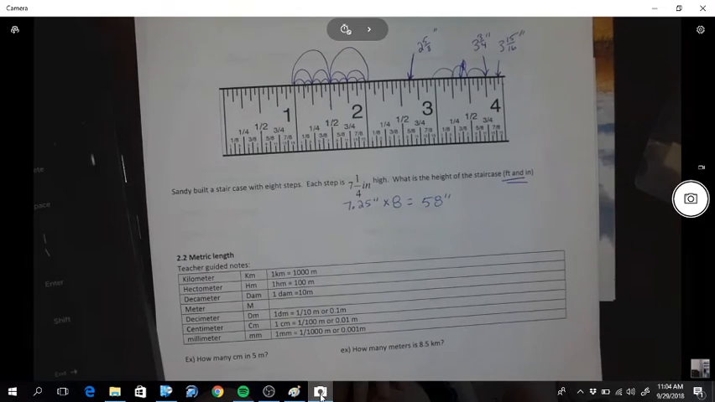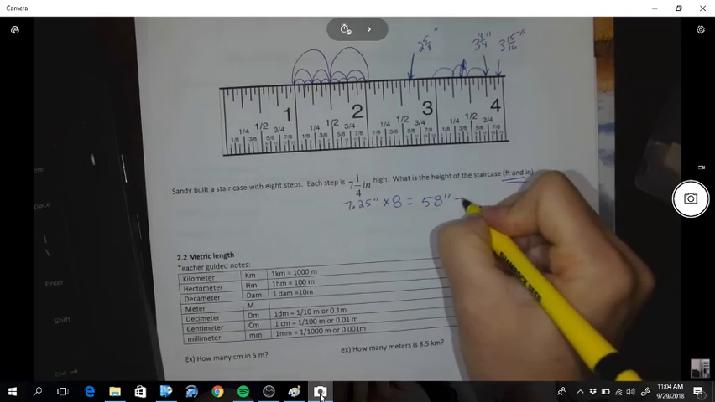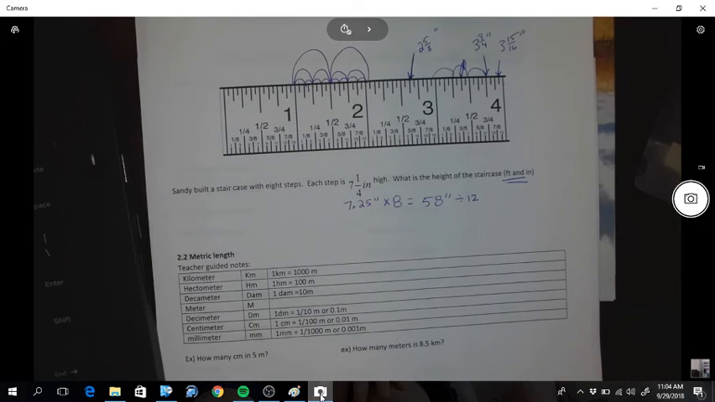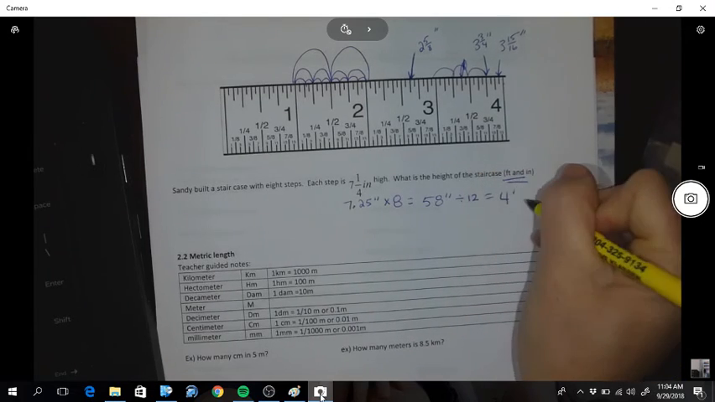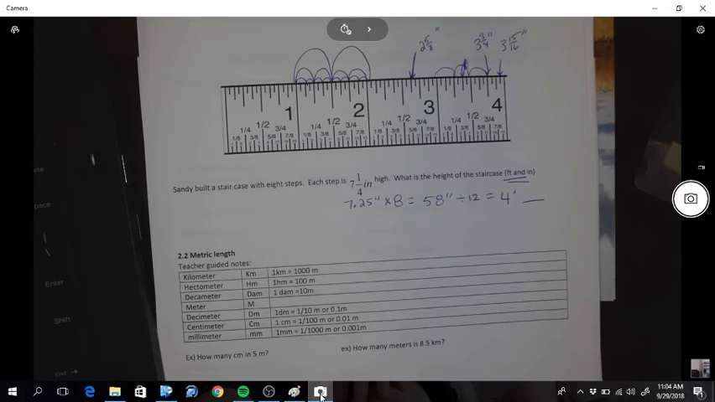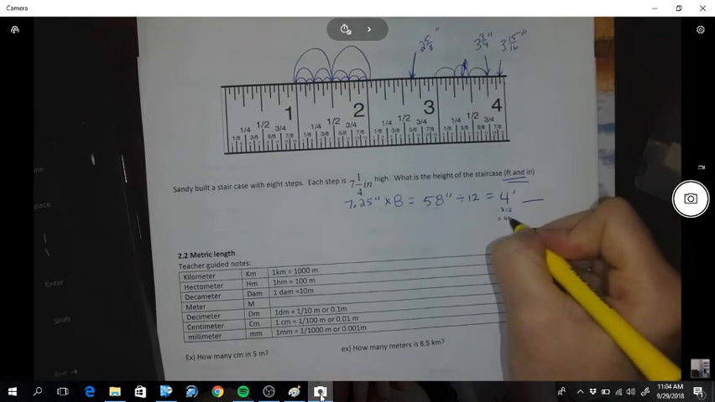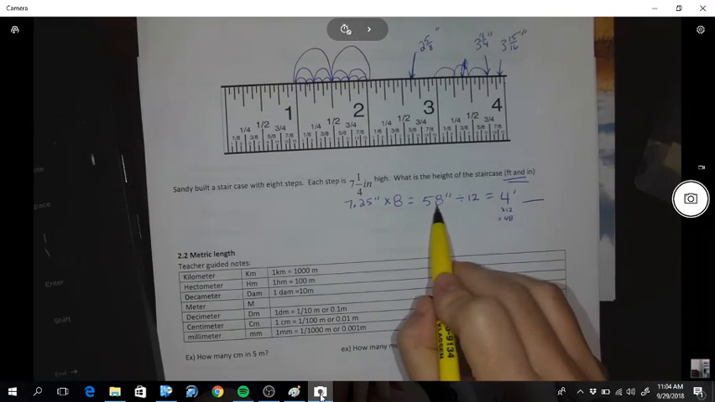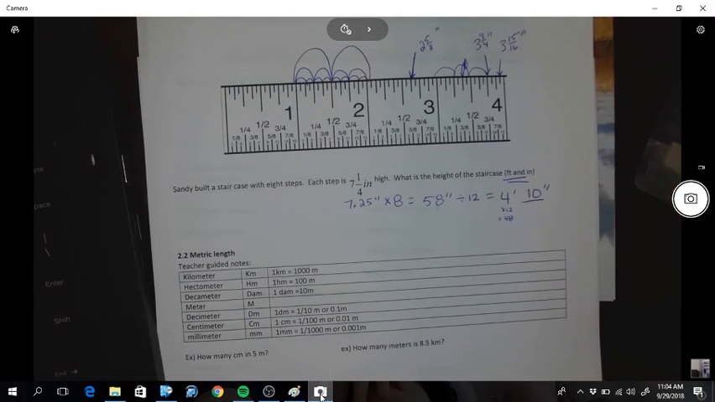But it asked us for feet and inches. So to go from inches to feet, we have to divide by 12. Okay, so that leaves us with 4 feet and something. Okay, well, the 4 feet times 12 was 48 of those inches. So 58 of those inches means that I have 10 inches on top of that. Okay, that is lesson 2.1, imperial measurements.